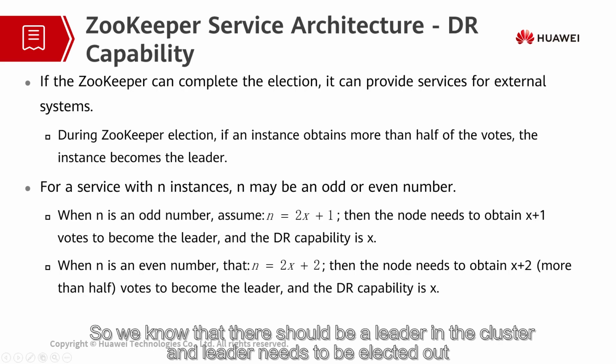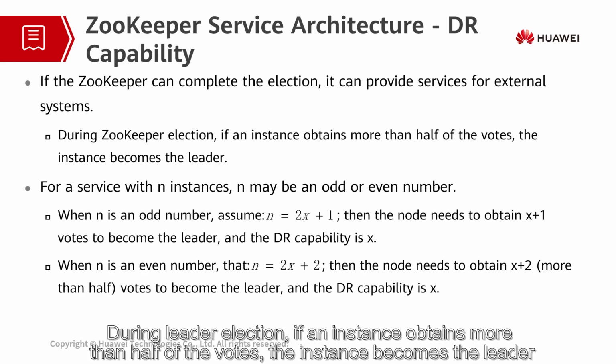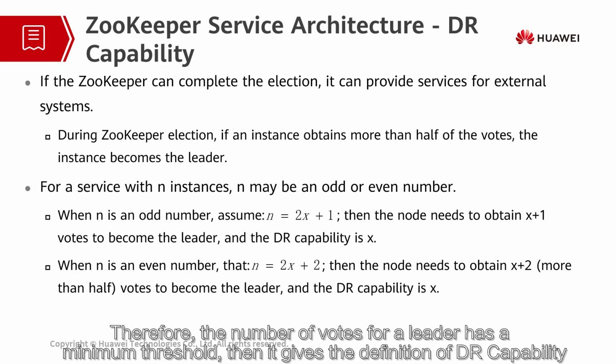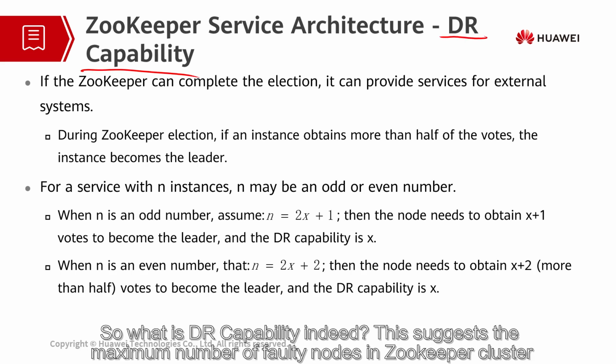So we know that there should be a leader in the cluster, and the leader needs to be elected. During leader election, if an instance obtains more than half of the votes, the instance becomes the leader. Therefore, the number of votes for a leader has a minimum threshold. Then it gives the definition of DR capacity. So what is DR capacity indeed? This suggests the maximum number of failed nodes in the ZooKeeper cluster.